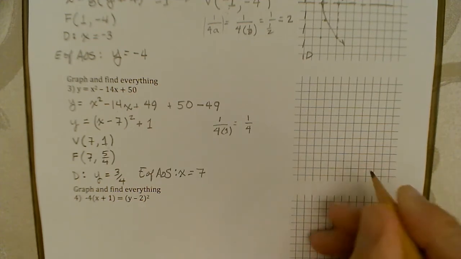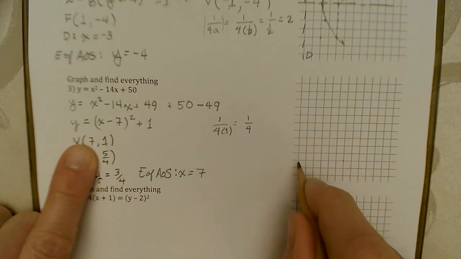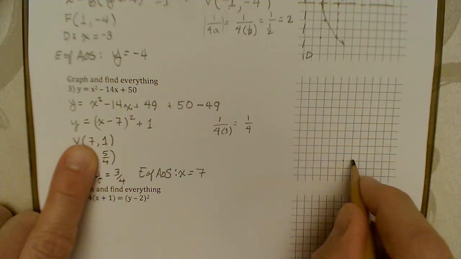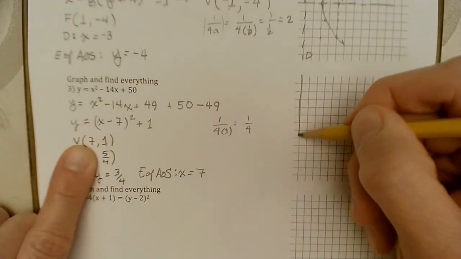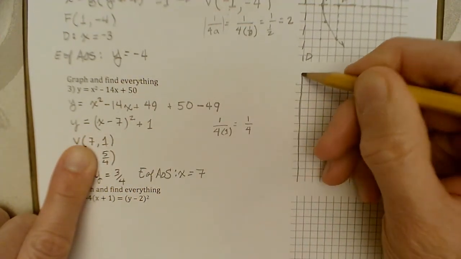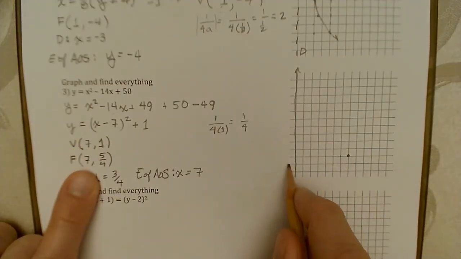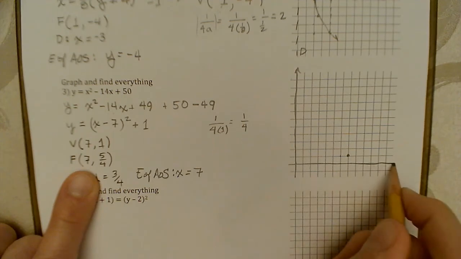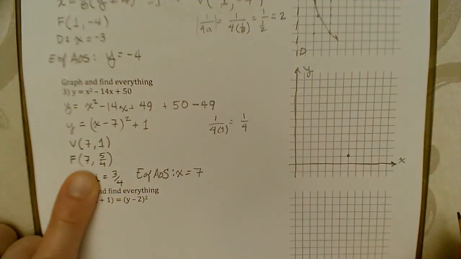Let's put it here. Is that good enough? No, I need to have 7. If I have this as the y-axis, 1, 2, 3, 4, 5, 6, 7, I guess I need to put it here. That way I can get my y-axis to show up. So there's my y-axis. That's 1 up, so this is my x-axis, so x and y.